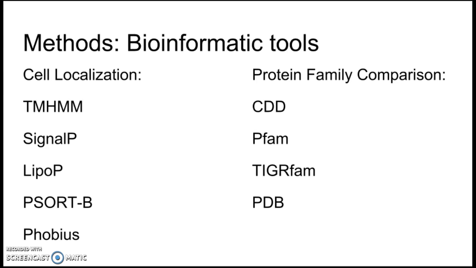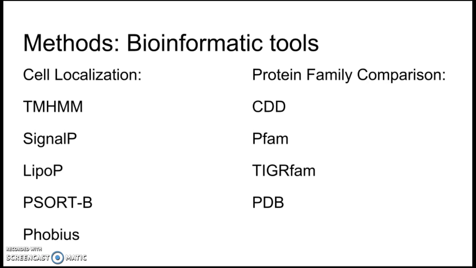SignalP uses the amino acid sequence of the protein of interest in order to predict the probability of it containing a signal peptide. LipoP similarly uses the amino acid sequence of the protein of interest in order to predict the probability of the protein it creates having either a lipoprotein or a signal peptide within its structure. In both of these cases, a signal peptide or lipoprotein presence would help narrow down the location of the protein of interest.